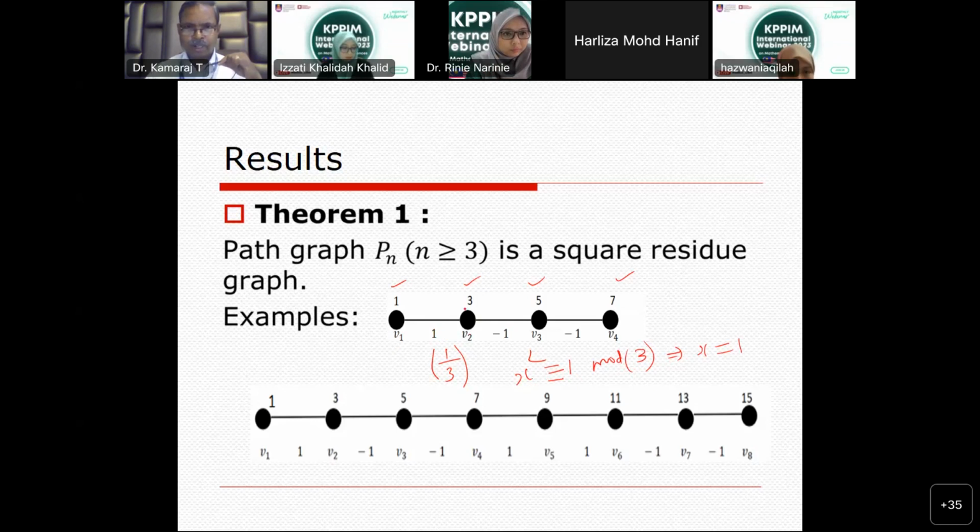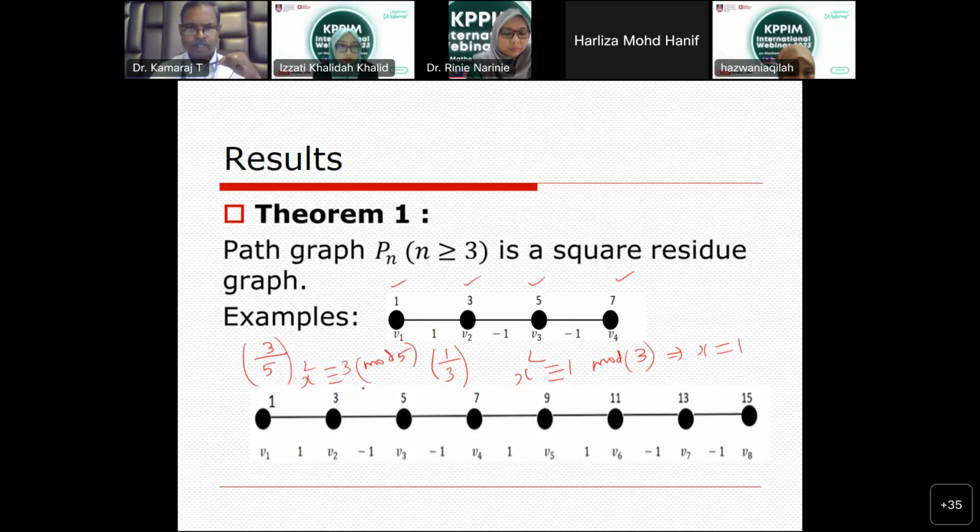Now you see 3 and 5. Which is the smaller number here? 3. And which is the larger number? 5. Can you now write 3 as congruent to some x square under modulo 5? Can anyone answer this?